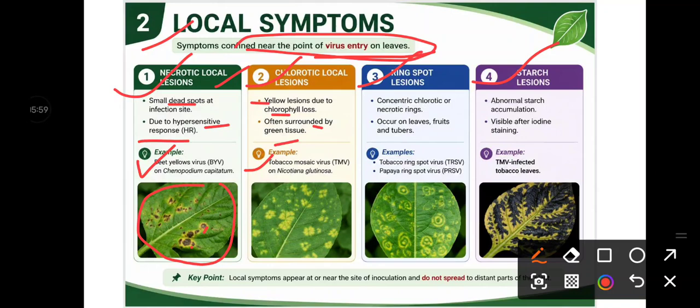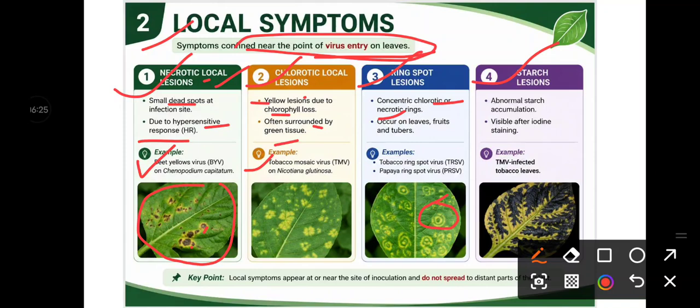Then the third major local symptom is the ring spot lesion. Ring means concentric circle. So here the virus will produce concentric chlorotic as well as necrotic lesions. Chlorotic means yellowish lesions, and necrotic means dead spots. So dead or chlorotic lesions will be formed in a concentric ring pattern.